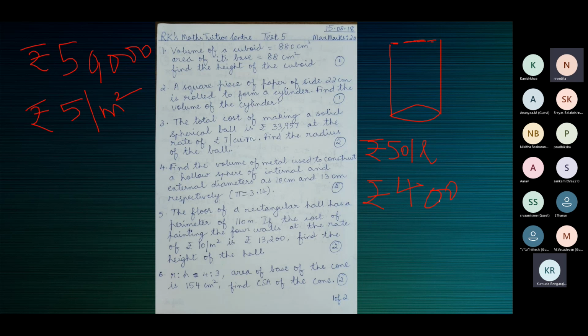It will give you the capacity of the container in liters. 1 liter, you have to spend 50 rupees. For how many liters have you spent 400 rupees? 400 by 50, 8 liters. So 8 liters is the capacity. That means the capacity of the cylindrical vessel is 8 liters.